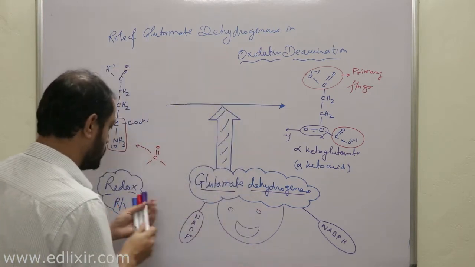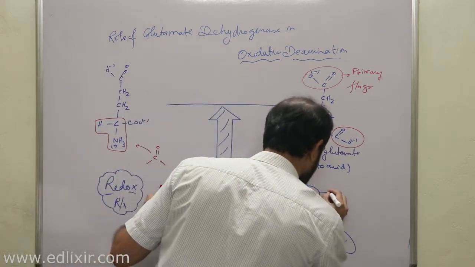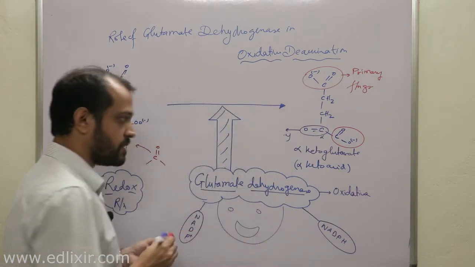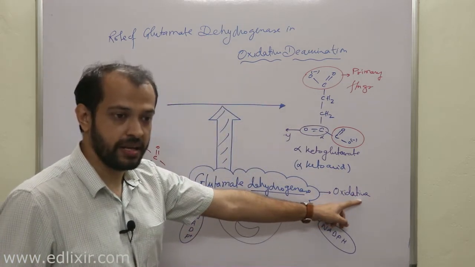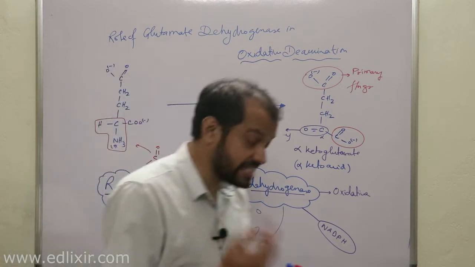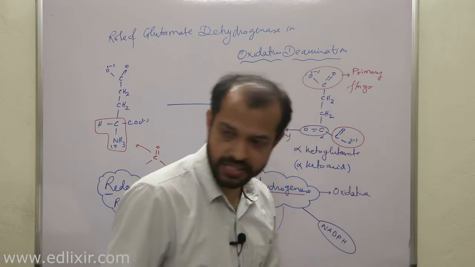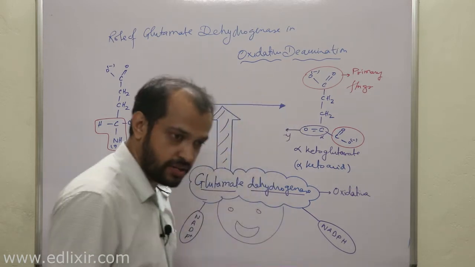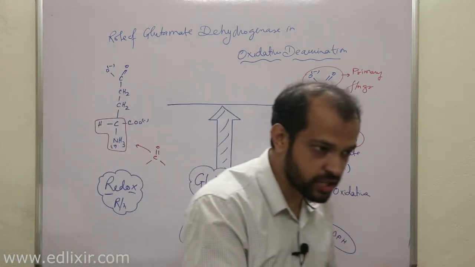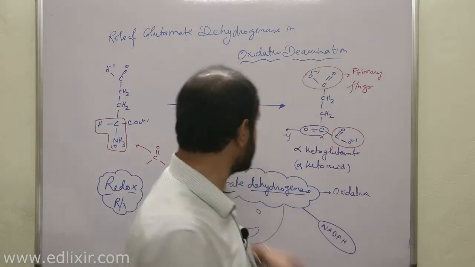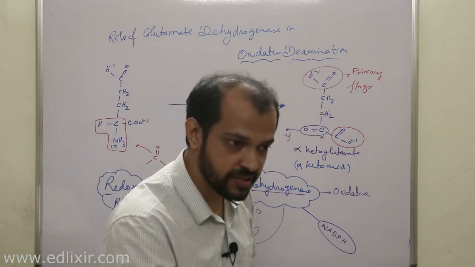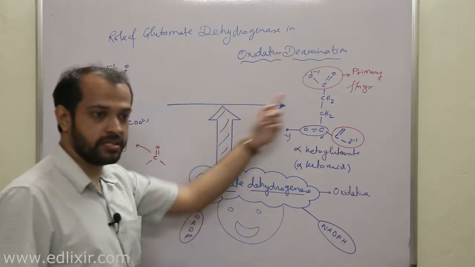That means whenever glutamate dehydrogenase is performing oxidative deamination, it is taking out hydrogen and introducing oxygen. That means there should be someone to take that hydrogen, or H plus, out of this whole scenario.